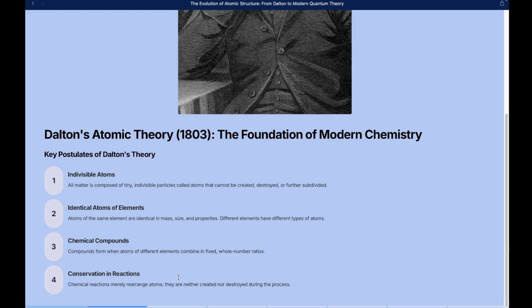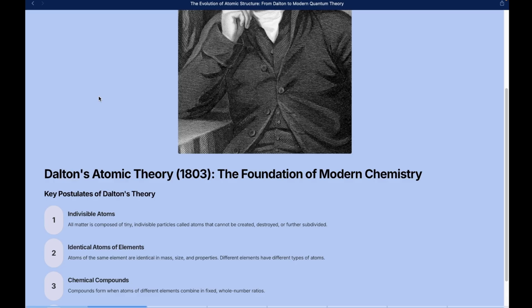Next is conservation in reaction. In a chemical reaction, atoms are just rearranged. They are not created or destroyed. Atoms shuffle to form new substances, but no new atoms are made or lost. So if you mix hydrogen and oxygen to make water, you are combining two hydrogen atoms and one oxygen atom. The atoms are just rearranged; they don't disappear or break.